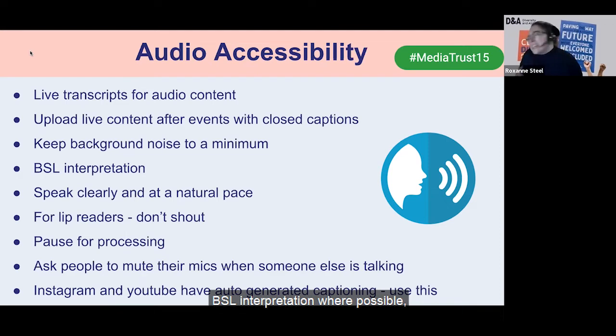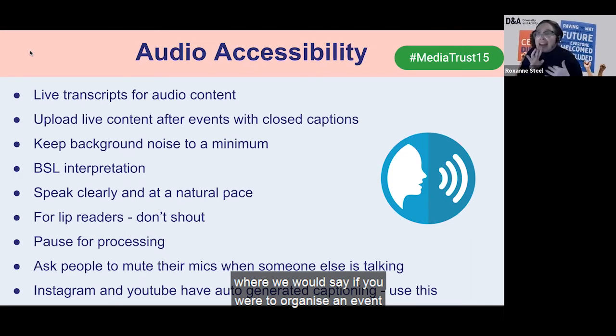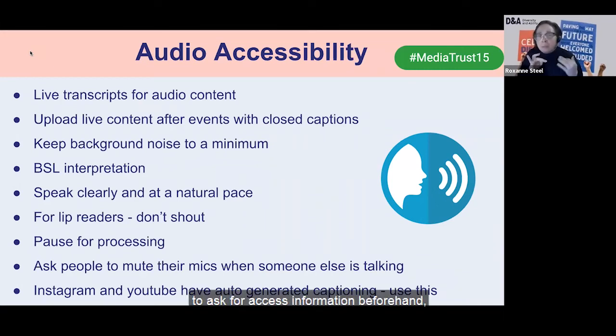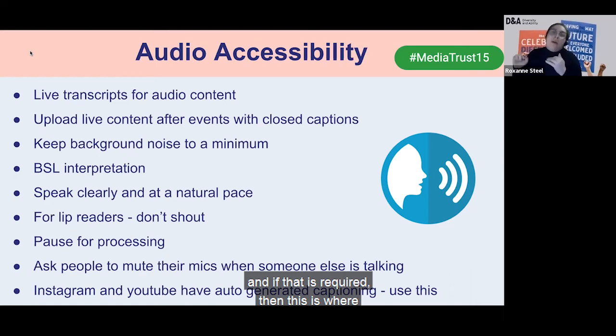BSL interpretation where possible, and we'll go through this quickly later, where we would say if you were to organise an event, to ask for access information beforehand, and if that is required, then this is where we would recommend that BSL interpretation. Try and speak clearly and at a natural pace.